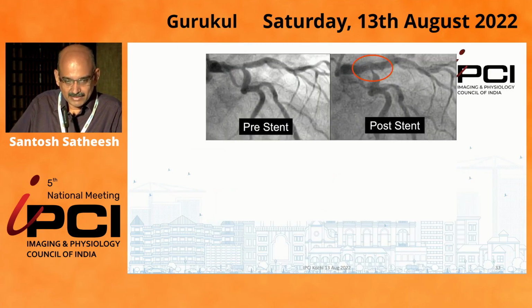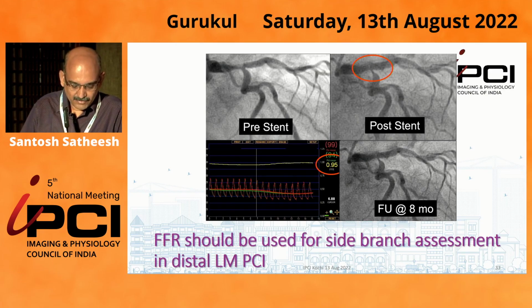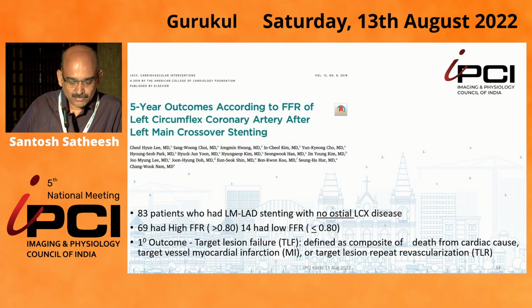So this is the side branch actually. Normally when you have a non-diseased circumflex, after stenting, if you have a lesion like this, what do you do? Most of us will go ahead and put additional stents, kissing and crush and everything. But you can see that if the FFR is normal at baseline, even at the end of 8 months it is going to be normal. Another study shows FFR should be used for side branch assessment in left main PCI, and we should put a stent in the side branch, that is LCX, only if it is significantly abnormal.